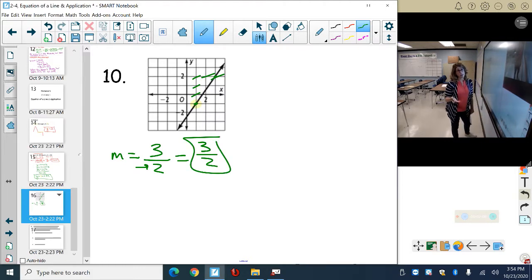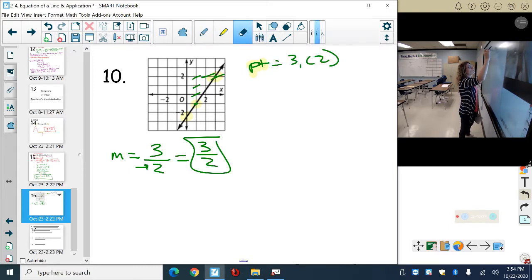And I have to pick a point because I don't have my y-intercept. I do not know exactly what my y-intercept is there. So I'm going to choose this point instead. And that point is going to be 1, 2, 3, positive 2.